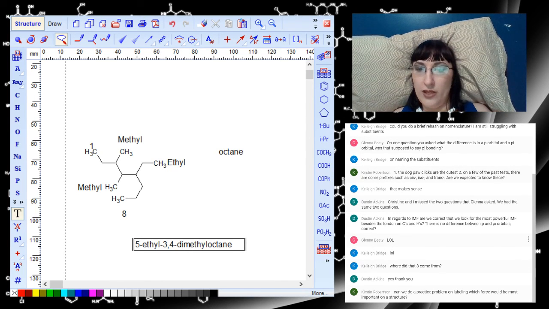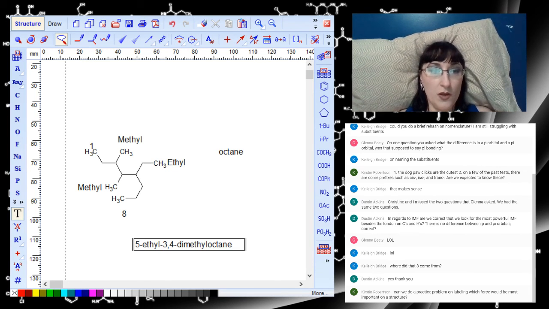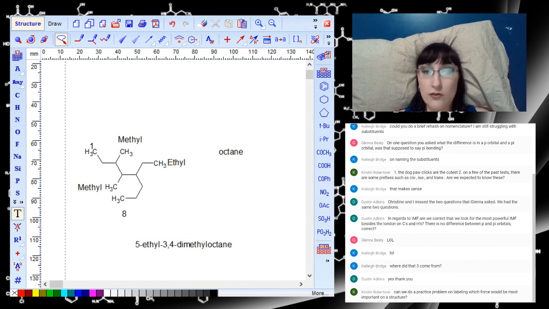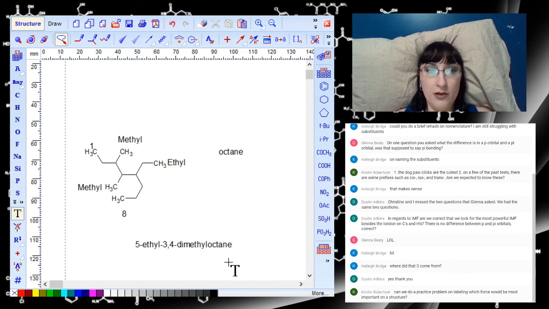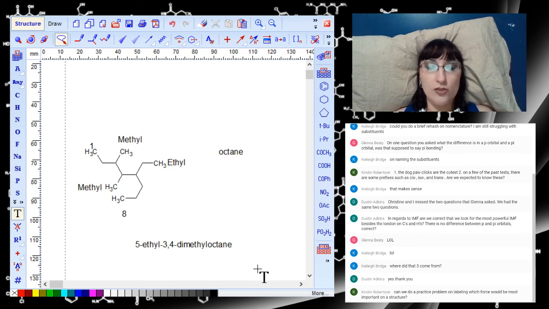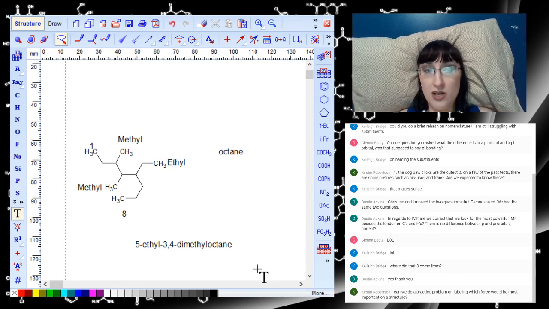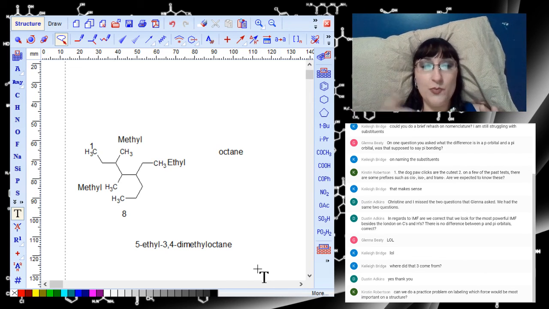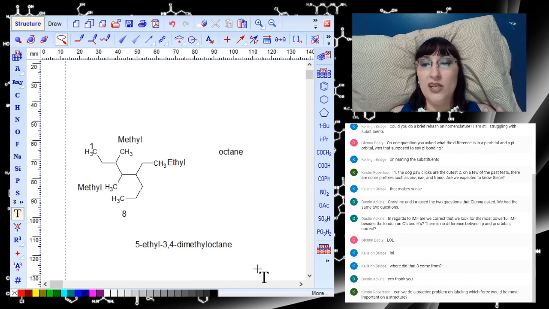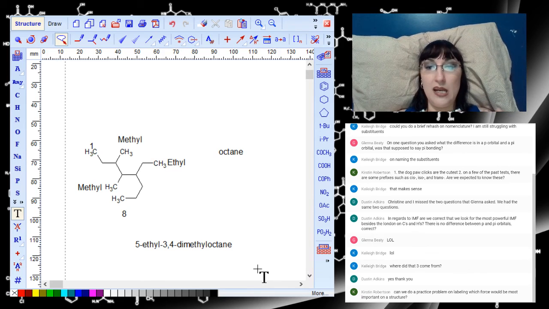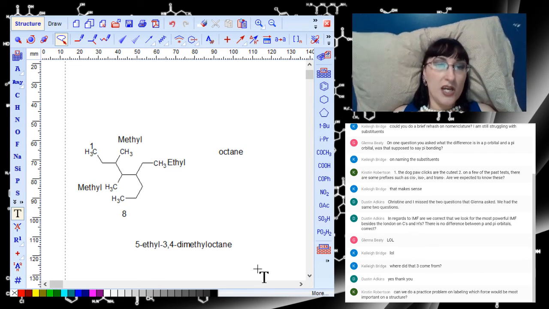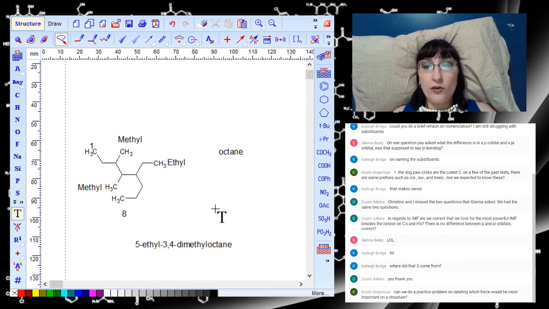Can we do a practice problem on labeling which force would be most important? Okay, well, sure. I'll do a couple of them. For example, on this 5-ethyl-3,4-dimethyl octane, there's no hydrogen bonding possible because there's no oxygens, nitrogens, or fluorines connected to a hydrogen. There's no dipole-dipole interactions because there's no bonds between an electronegative atom and a carbon or hydrogen. That's kind of what you would look for. So the most important force on this would be van der Waals interactions. That would be the only one.